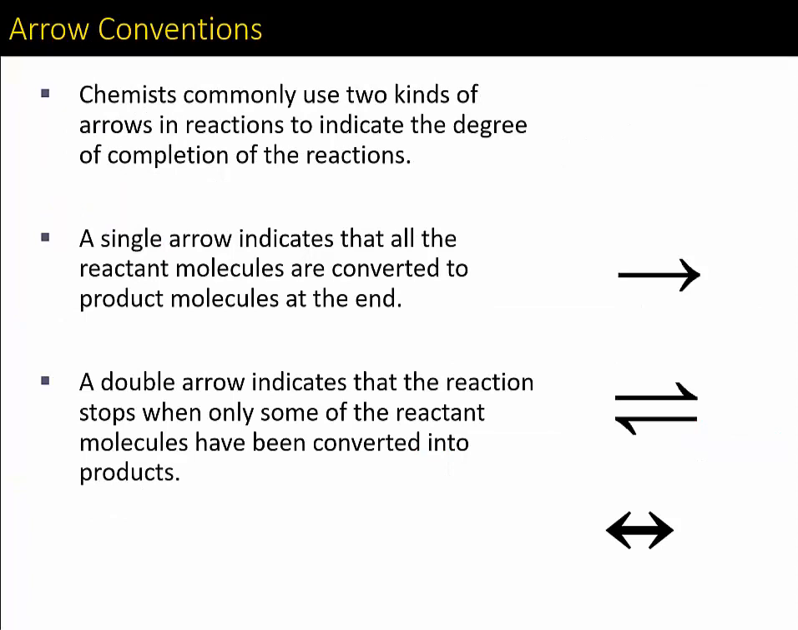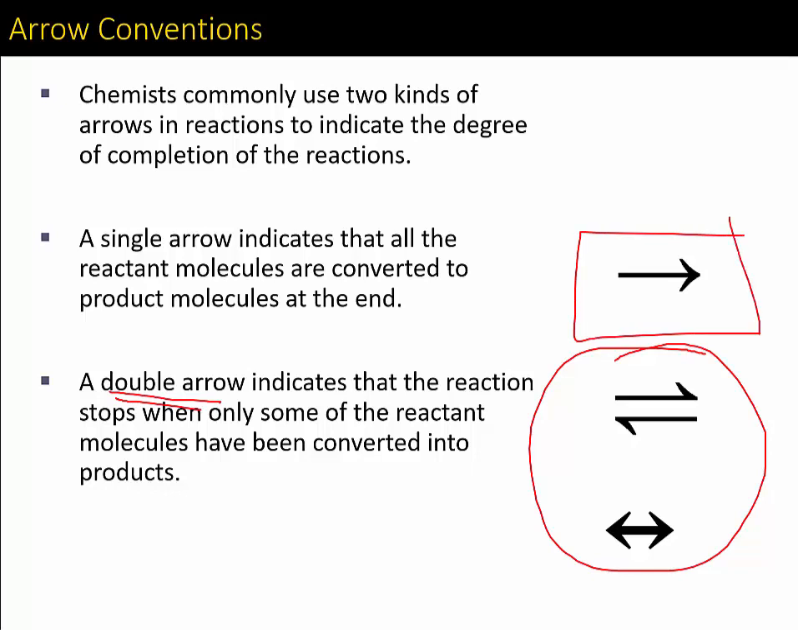Chemists commonly use two kinds of arrows to indicate the degree of completion of the reaction. We've got a single arrow that indicates that all the reactant molecules are converted to product molecules at the end, and we've got the double arrow, which indicates that the reaction stops only when some of the reactant molecules have been converted into products. So these guys here, those are going to be our equilibrium states. The single arrow represents something that goes vastly towards one direction in forming products, or it might be an irreversible reaction.